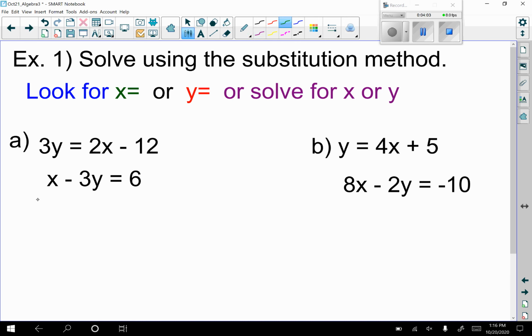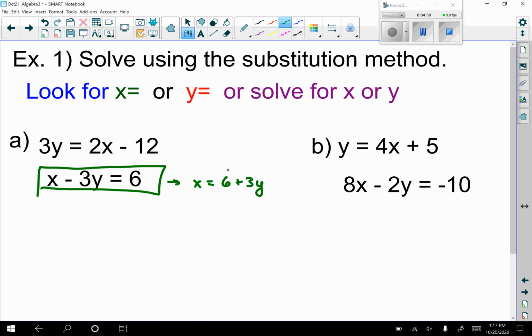So if I look at A, go ahead and copy that down, pause the video. I don't quite have x equals something or y equals something, but I can get it quite quickly from the second one. We don't want to cause more work for ourselves. We want to avoid fractions if possible. So I could rearrange this and solve for x simply by adding 3y to both sides. So this will become x equals 6 plus 3y, or I could have 3y plus 6.